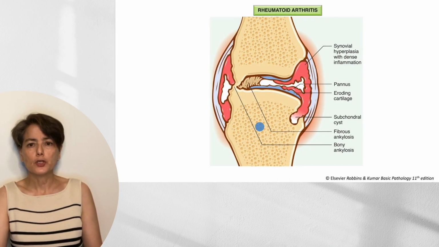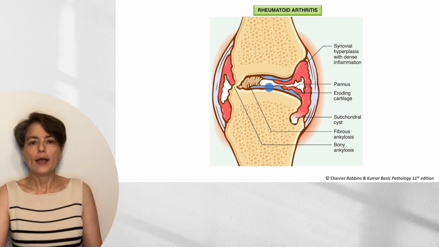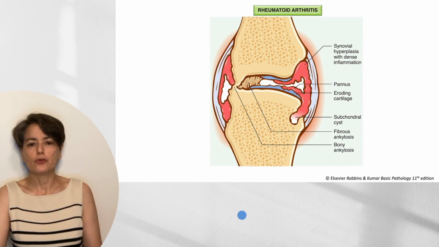So let's look at a cartoon of that. Here we have our thickened pannus. We have our destruction of the articular cartilage, as well as underlying bone with formation of a subchondral cyst. We have an initial fibrous ankylosis forming here as the bone touches, and it is bridged by the pannus, and then the bony ankylosis as that joint fuses.